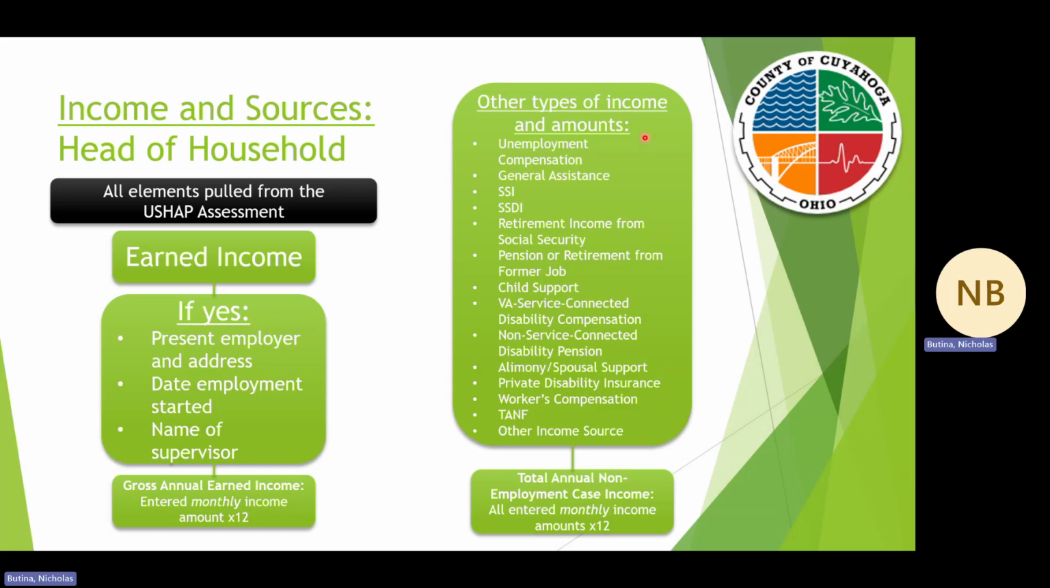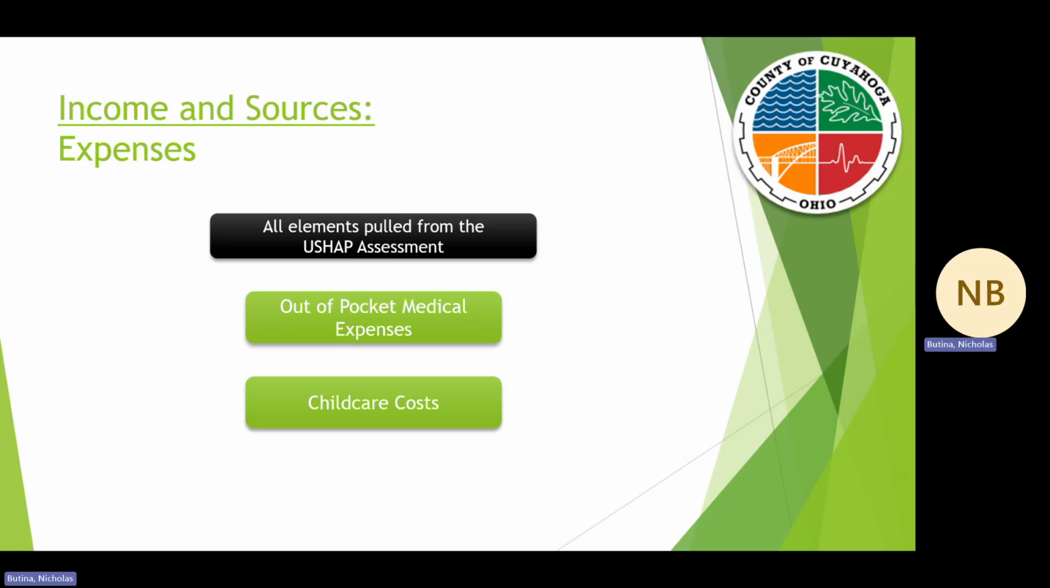Whatever numbers are added in for each of these different options will also be multiplied by 12, because we're entering that as a monthly amount as well, to get the total annual non-employment cash income. To determine if there are out-of-pocket costs to consider when determining rent costs, housing providers will ask for any out-of-pocket medical expense costs and child care costs.